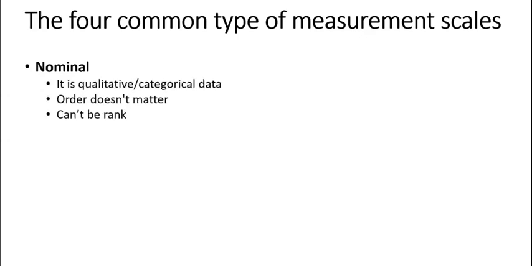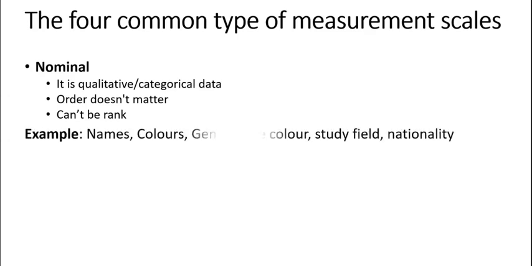The first type is the nominal scale data. It is categorical data in which no order or ranking can be imposed, such as names, colors, gender like female, male, eye color: blue, green, hazel, brown, study field: maths, engineering, medicine, and nationality.